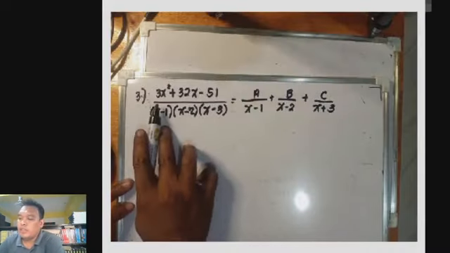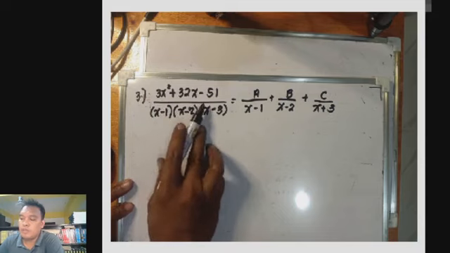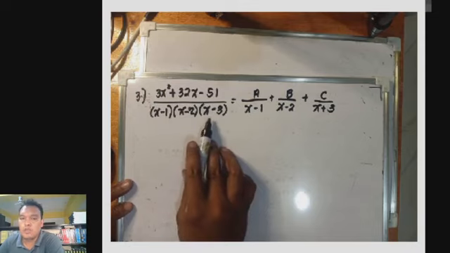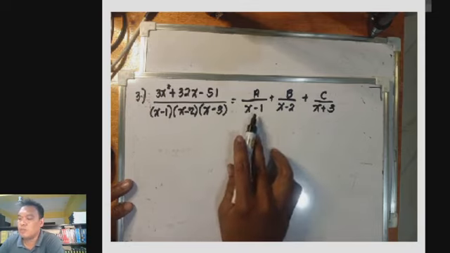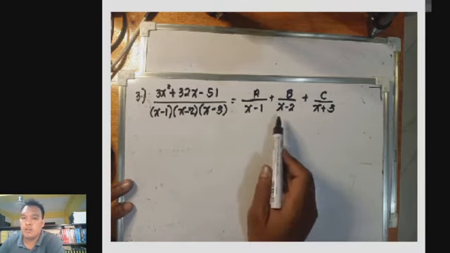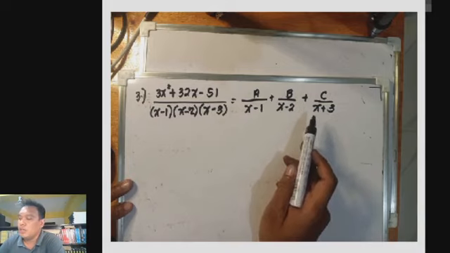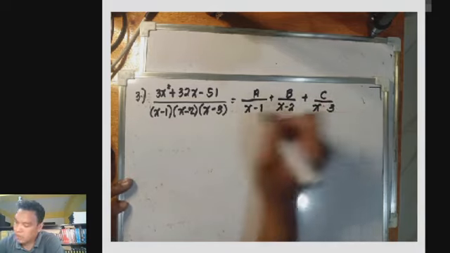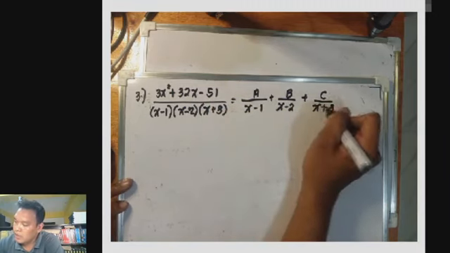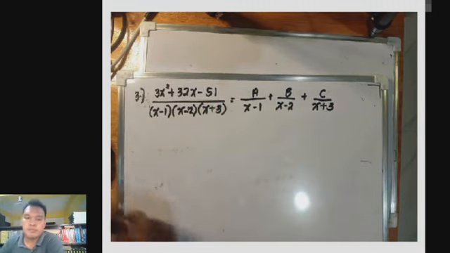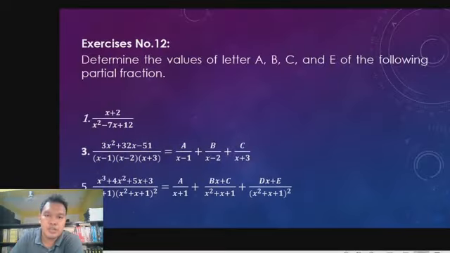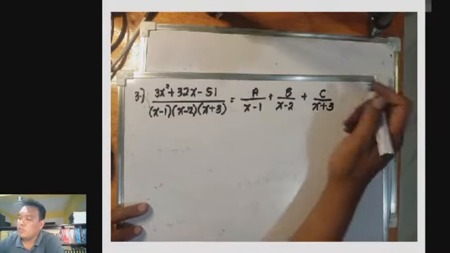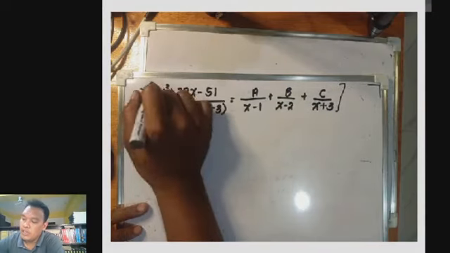We have 3x squared plus 32x minus 51 all over x minus 1 times x minus 2 times the quantity of x plus 3. Then we have A over x minus 1 plus B all over x minus 2 plus C all over x plus 3. Okay? Let's check. Okay, so lalabas, we need to multiply this into this denominator.